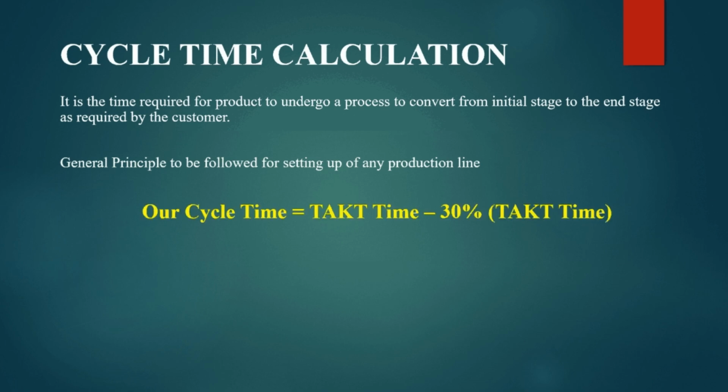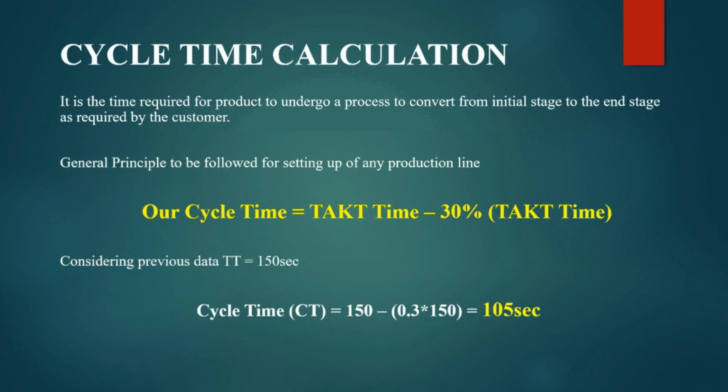There is one general rule. As you are a supplier and you will be handling the logistics, the manpower, and the machines, the cycle time should always be 30% less than the takt time. So considering the previous example, the cycle time of your line should be 105 seconds. Cycle time will always be expressed in terms of seconds.